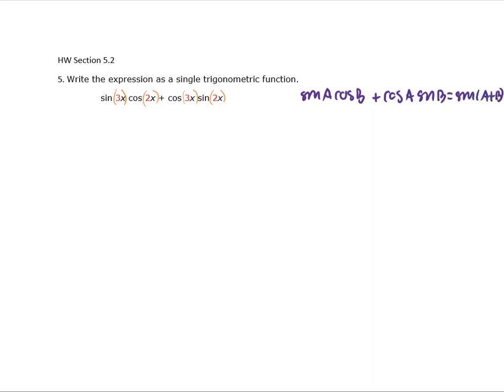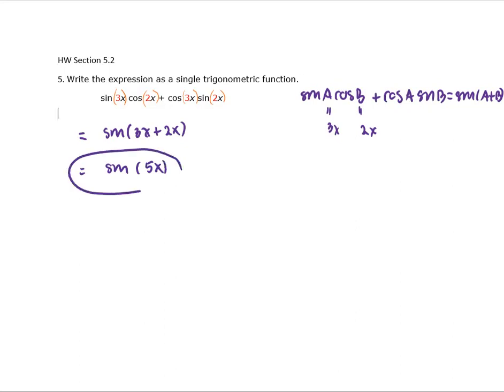For our case, A is 3x and B is 2x. Therefore, the expression provided will be in the form of sine of the sum of 3x and 2x. Simplify further to get the final answer as sine of 5x. And this is the result.